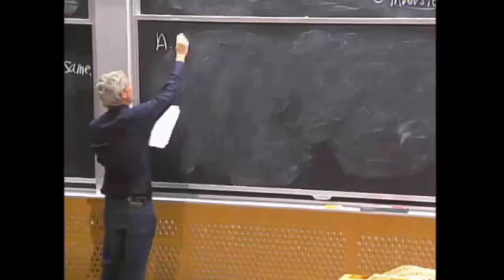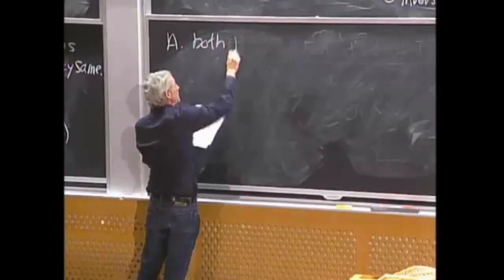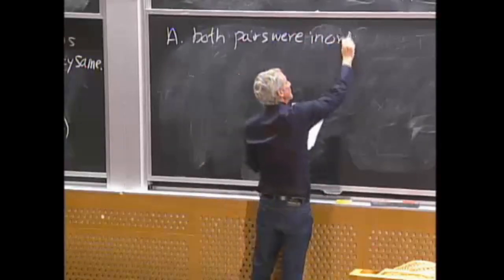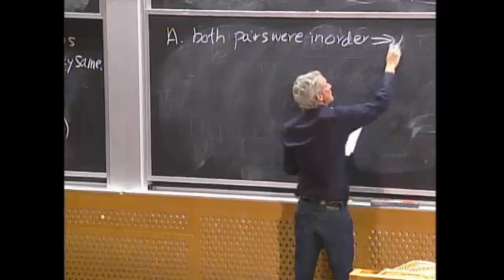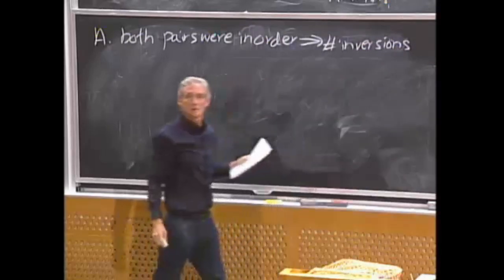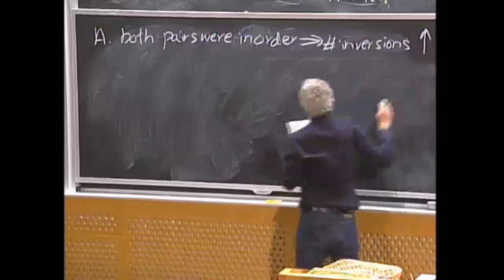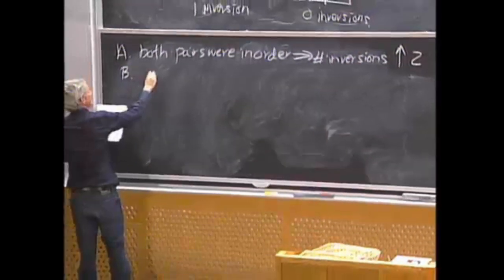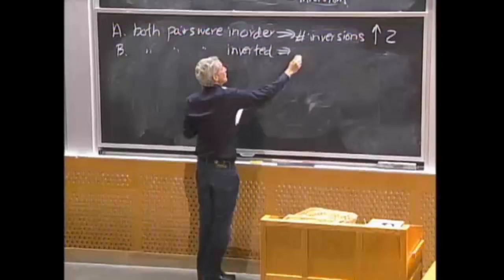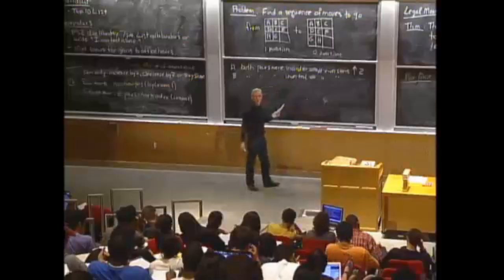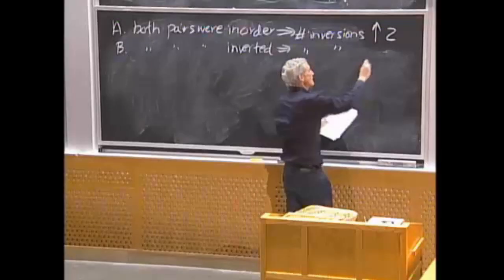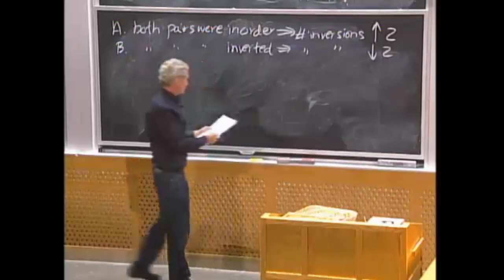So case A is that both of the inverted pairs were in order originally, before the column move. What happens to the number of inversions in this case as a result of the column move? Goes up by 2. Case B is that both pairs were inverted before I made the column move. What happens to the number of inversions in that case? Decreases by 2. They were inverted, now when I flop them, they become in order. So inversions drops by 2.